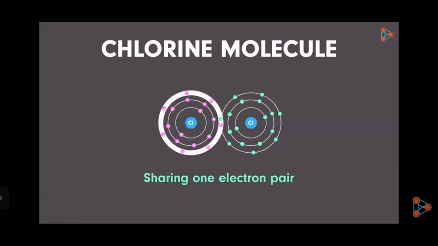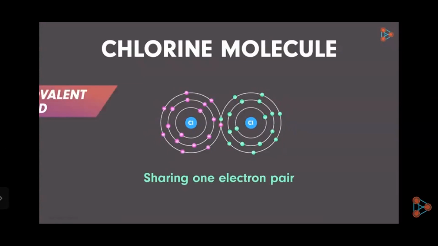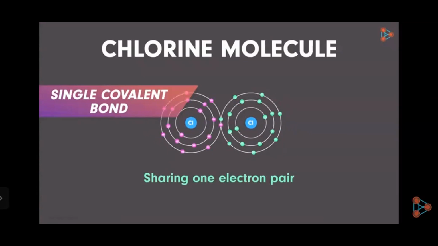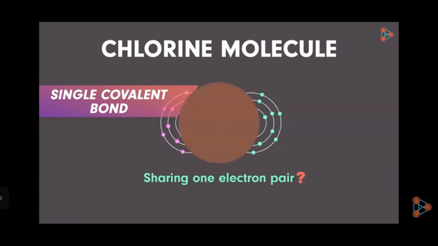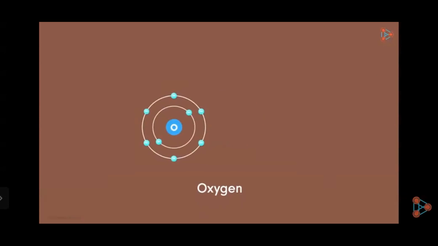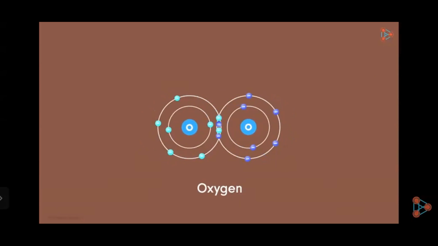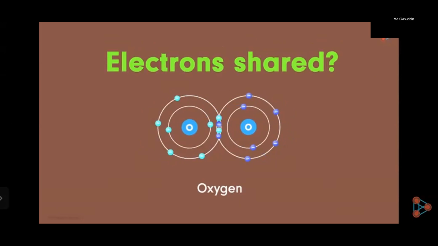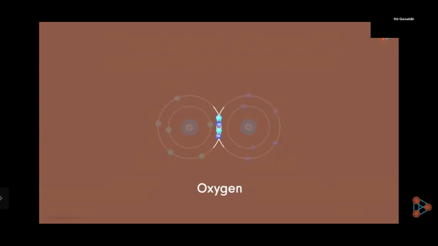Now if we look at this orbit individually, it has 8 electrons. And this orbit too has 8 electrons. Stability achieved for the chlorine molecule. This was an example of a single covalent bond. So do all atoms form covalent bonds by sharing a single pair of electrons? Think for a moment. We know that oxygen is in the diatomic state. That means one oxygen atom forms a bond with another oxygen atom to form a stable molecule. Do you know how many electrons are shared in this bond? What do you notice? There are 4 electrons shared.